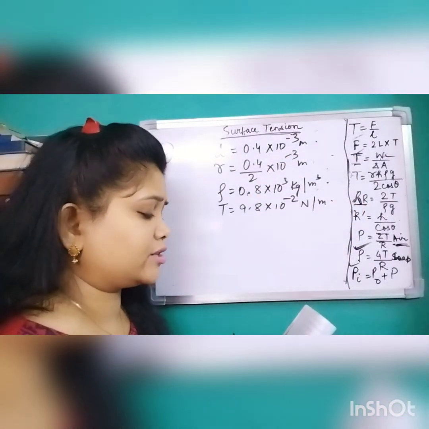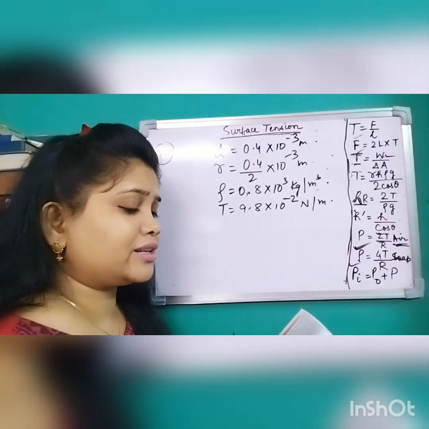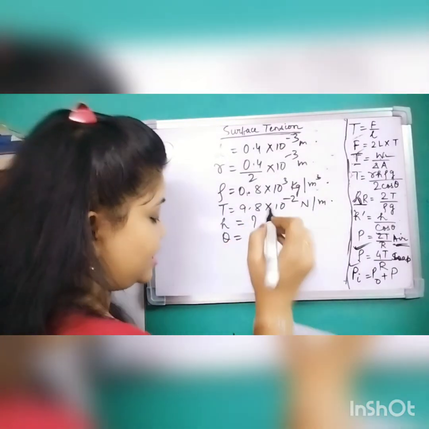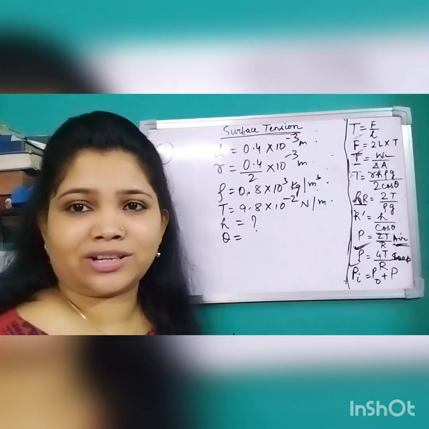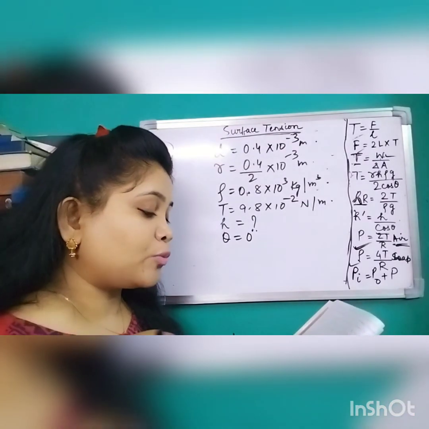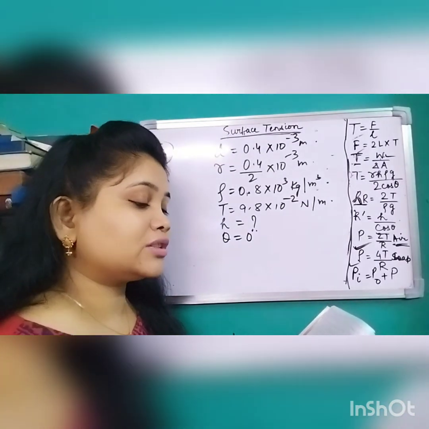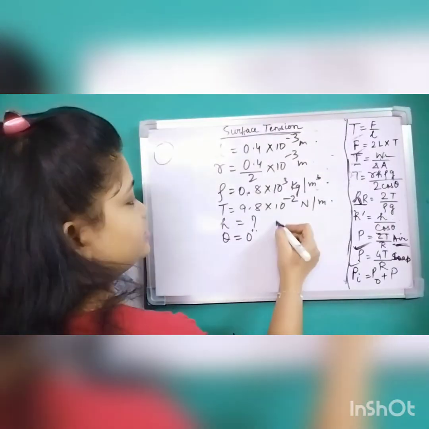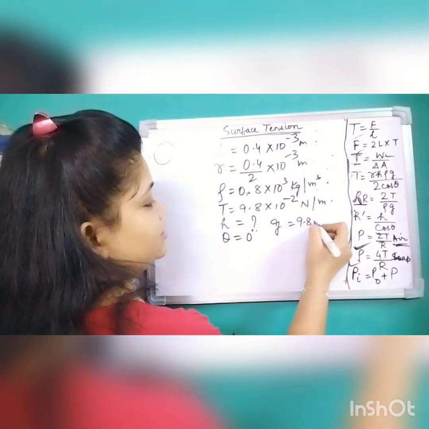Determine the height to which the liquid will rise in the tube. That means H you have to find out. Theta, the angle of contact, is given as 0 degree, very good for us. So you have to find out the height to which the liquid will rise in the tube. Now g you can take as 9.8 meter per second square.